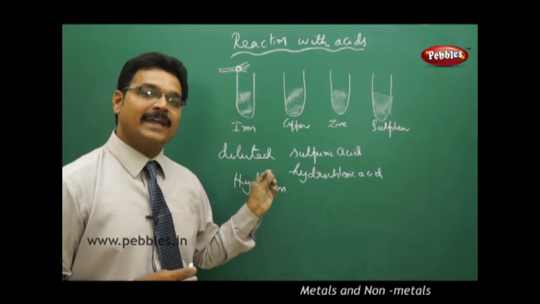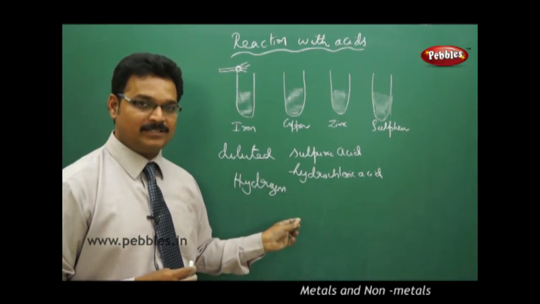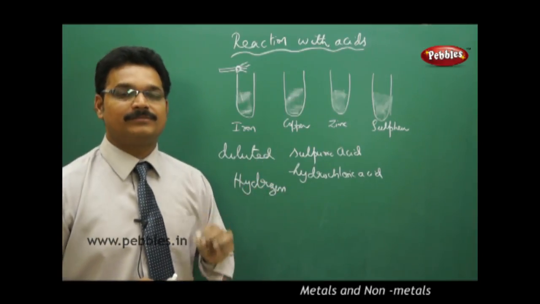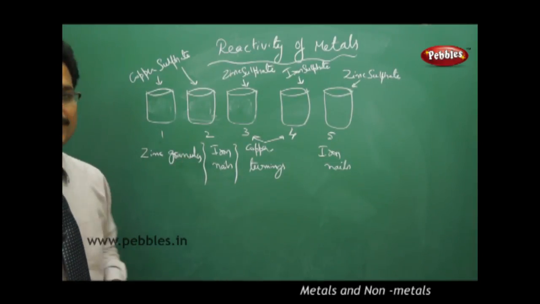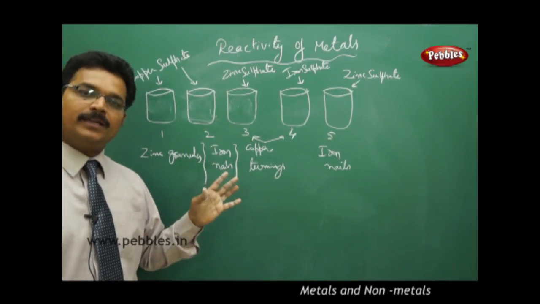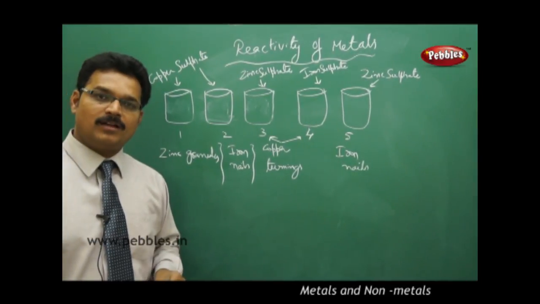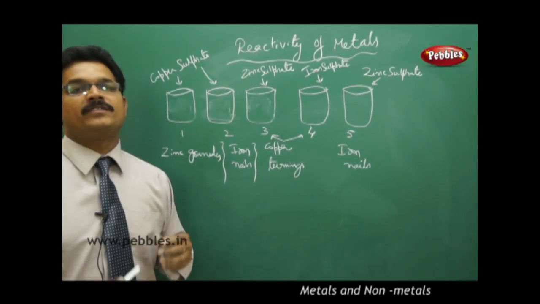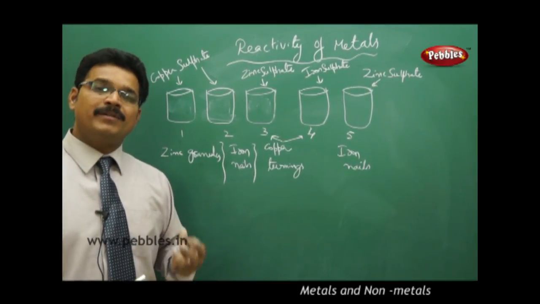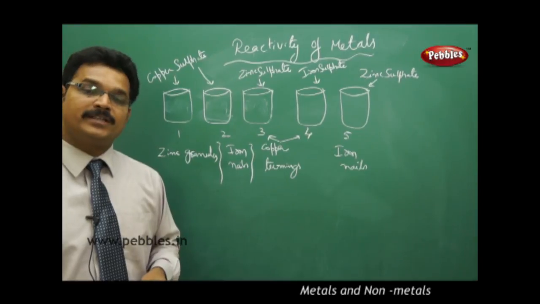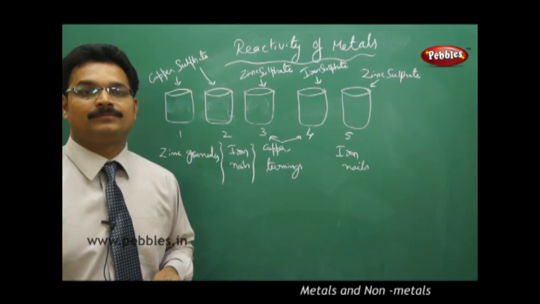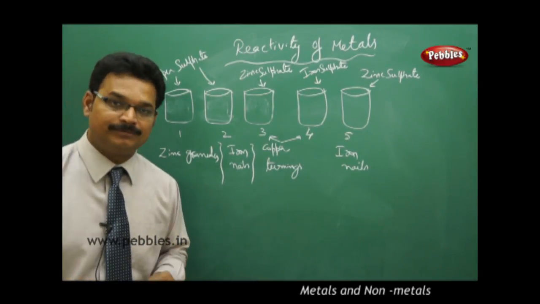Metals generally react with acids like hydrochloric acid and release hydrogen, whereas non-metals do not. Next chemical property, reactivity of metals. This property explains how fast metals react with other materials. Some metals react very fast, some react slowly, and some don't react at all. So here you get to know.